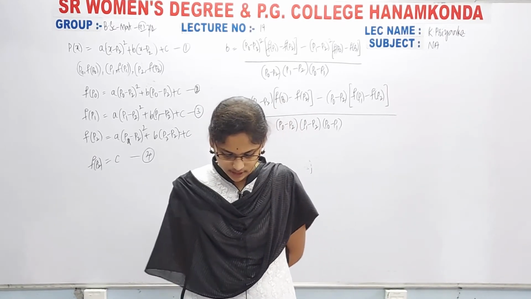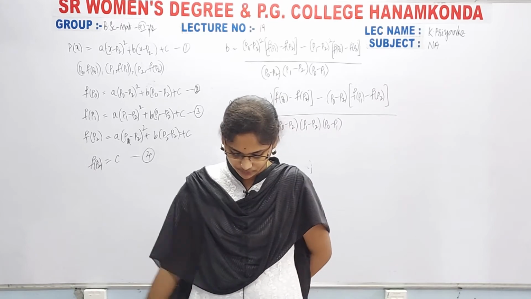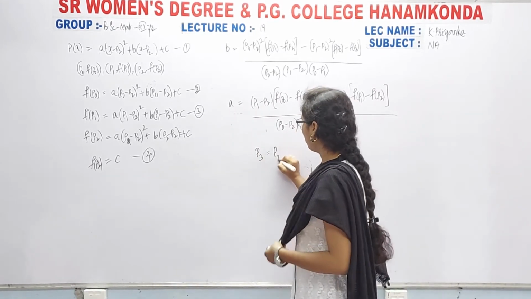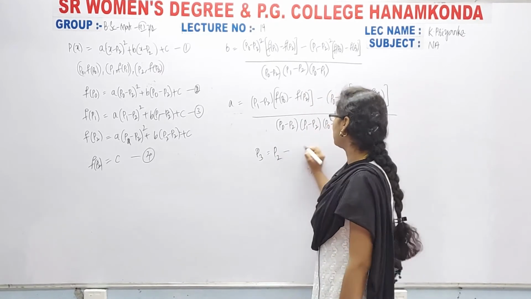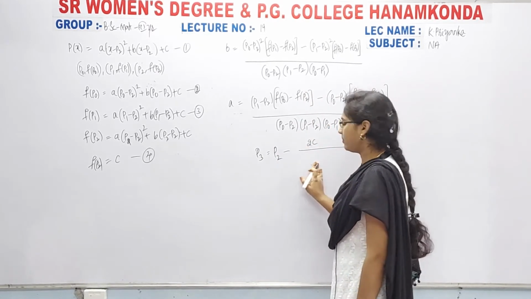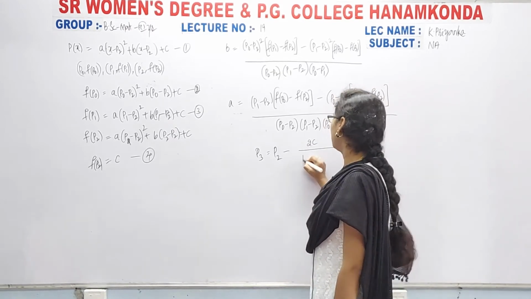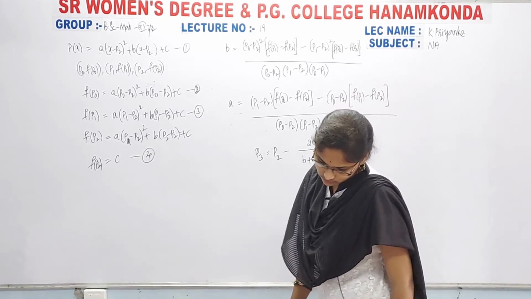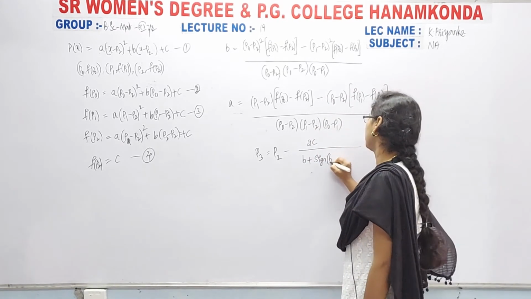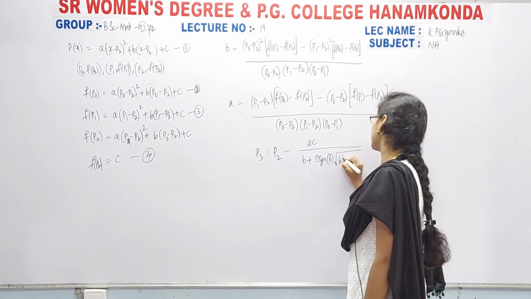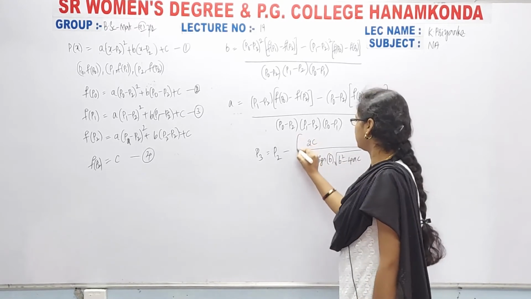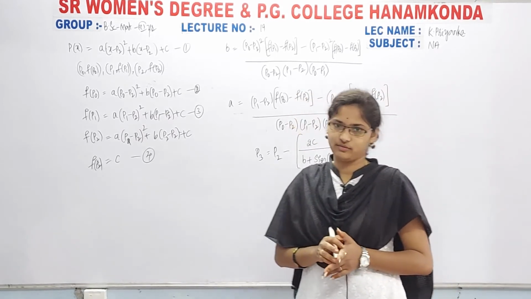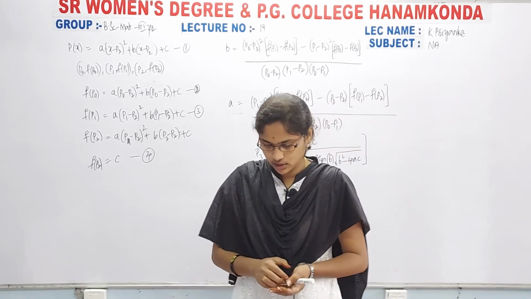Okay, so write in the next line P3 equal to P2 minus 2C whole divided by B plus sign of B into under root of B square minus 4AC. So like this we have to calculate the value of the P3 and P4 and so on. Okay, so now this is nothing but the formula.